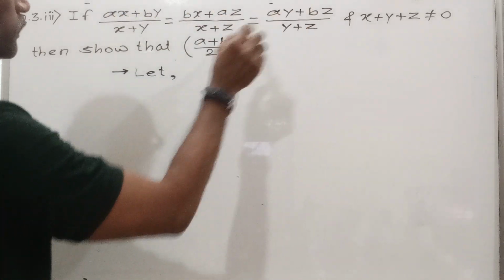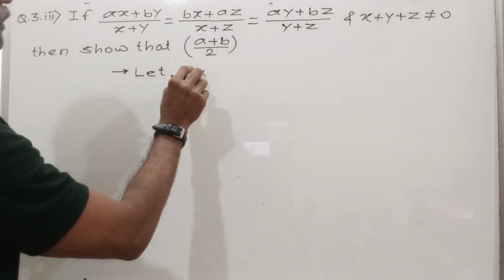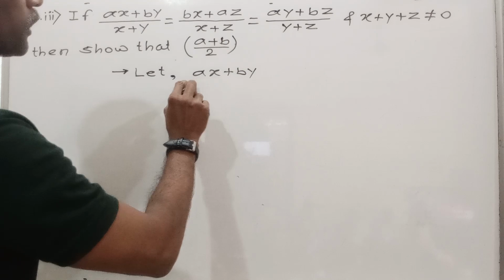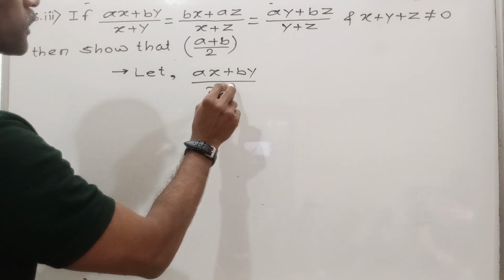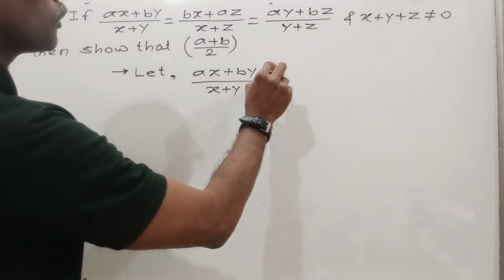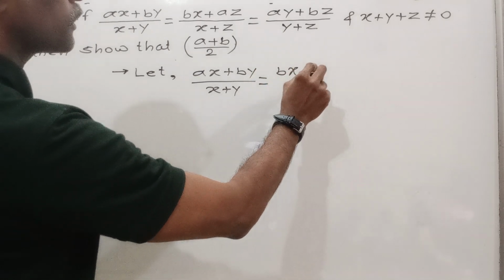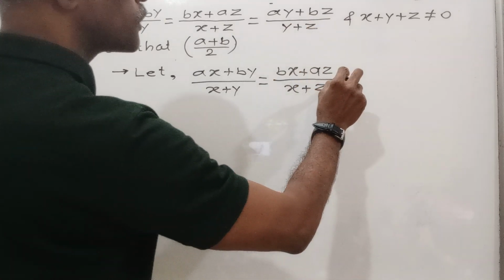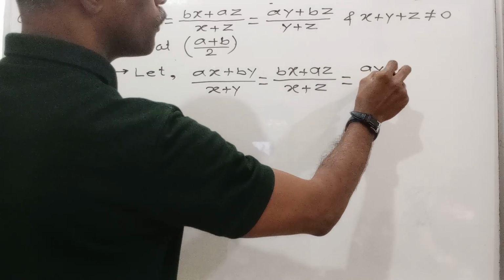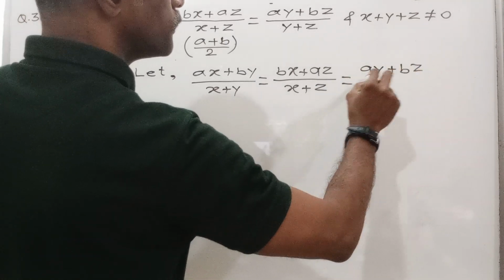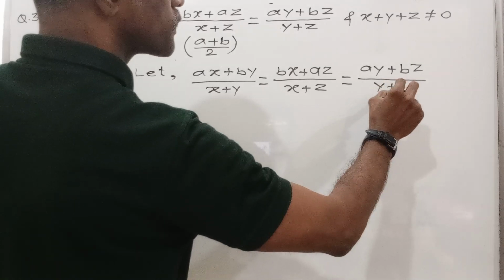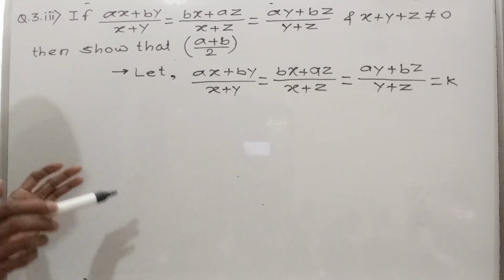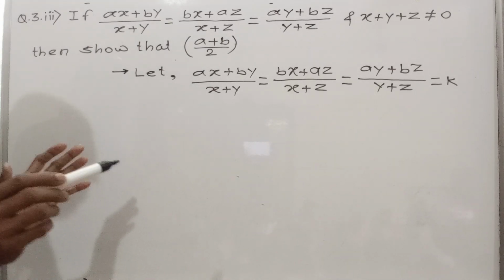Now first we write this. Let (ax + by)/(x + y) = (bx + az)/(x + z) = (ay + bz)/(y + z) = k. k means each ratio.